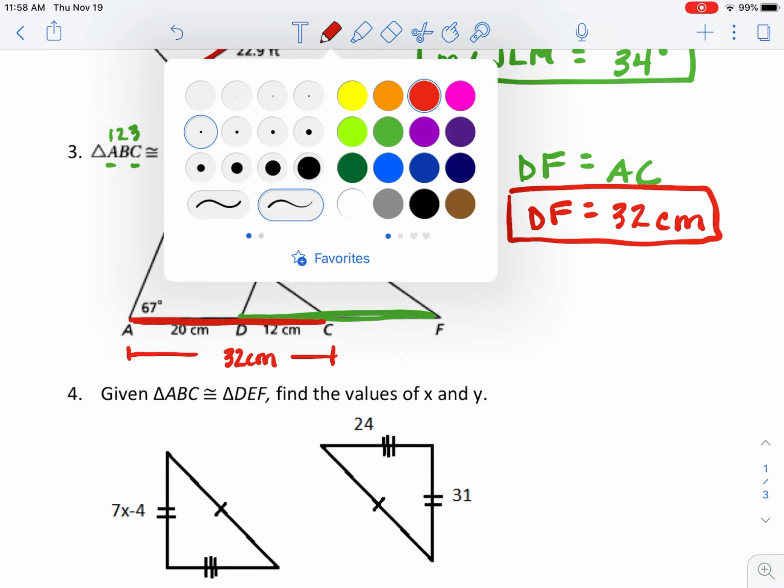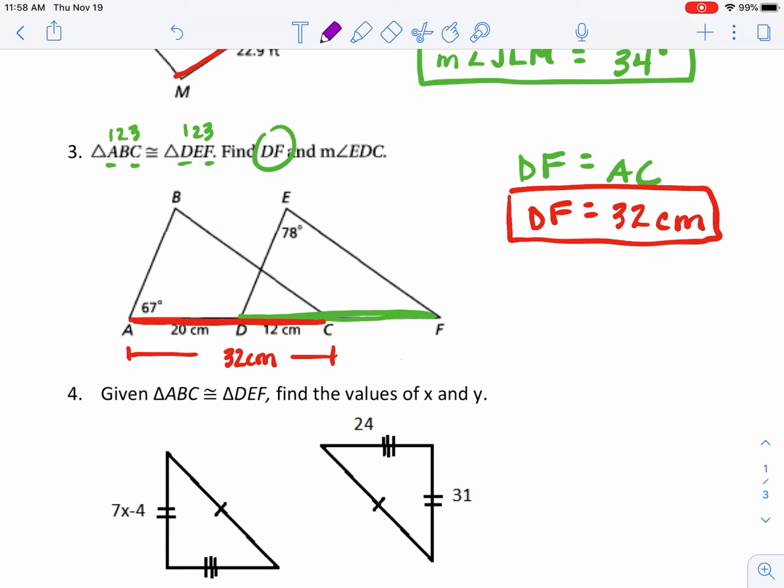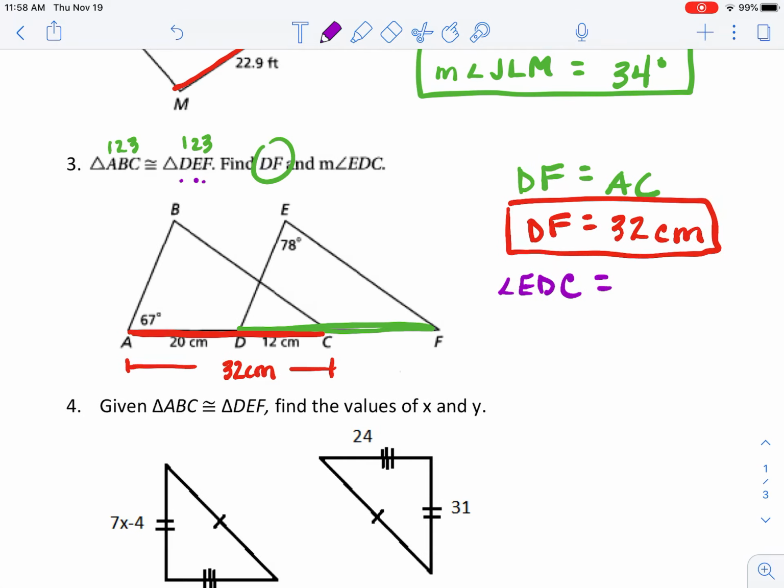All right, then finally let's do the measure of EDC. So if again we talk about the order of those letters, if you go from E to D to C, you went from 2 to 1 to 3. So angle EDC is going to be equal to, again, you're going to have to go from 2 to 1 to 3 on the other side, B to A to C. So angle BAC. Use the order of the letters, okay?